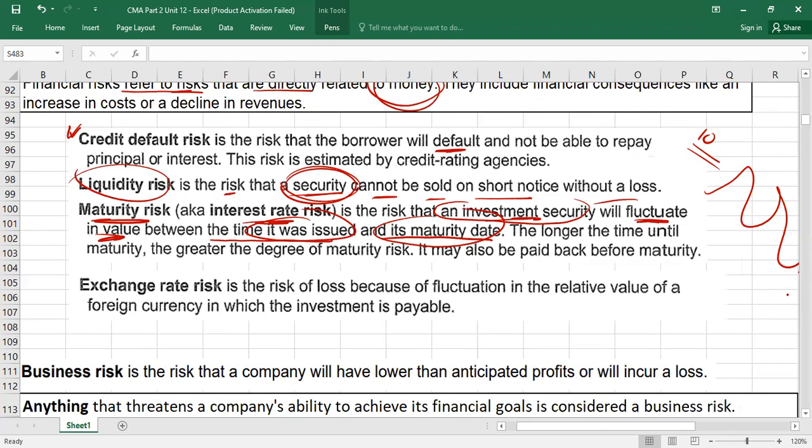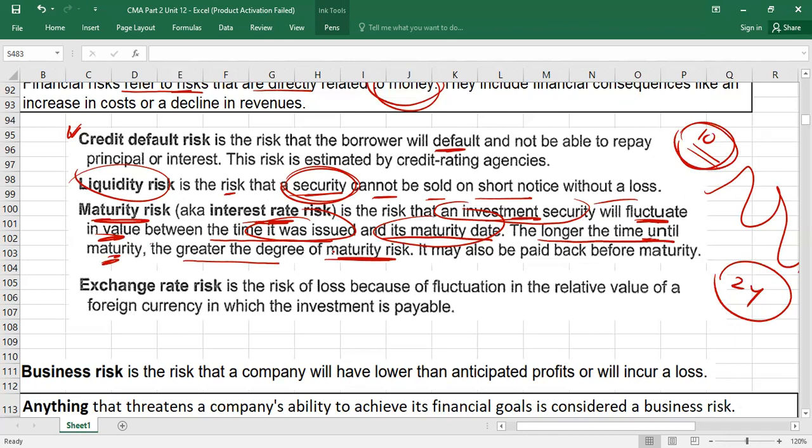So that is why this is a very famous statement: the longer the time until maturity. For example, on one side, one bond has only a 2-year life. On the other side, one bond has a 10-year life. It means the 10-year bond has more chance to fluctuate in value because it has a duration of 10 years, and here you have a duration of only 2 years, so there is less chance of big fluctuations in 2 years' time, right? That is why the statement is very famous: the longer the time until maturity, the greater the degree of maturity risk. If the maturity period increases, obviously this interest rate risk will increase.